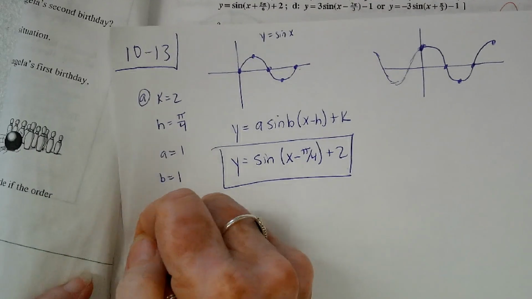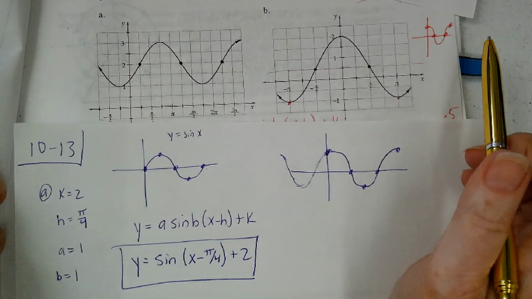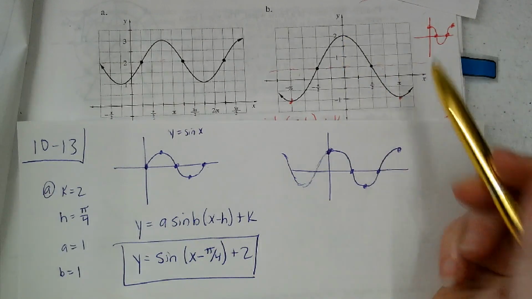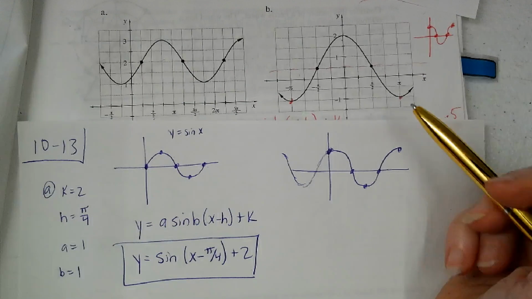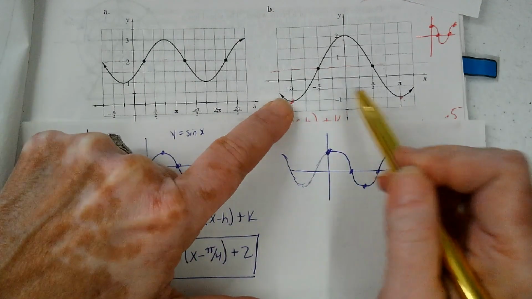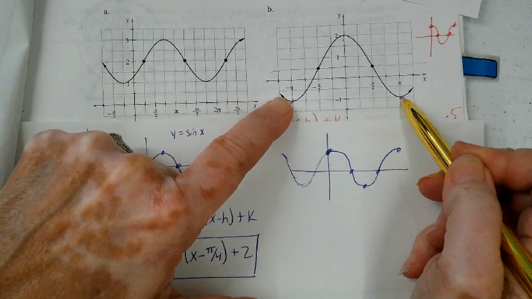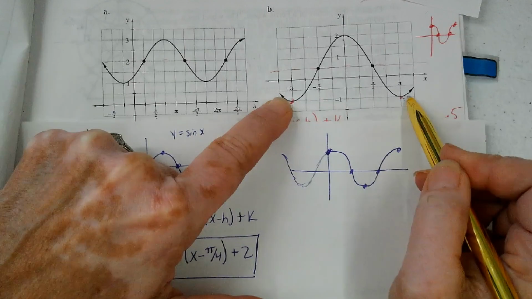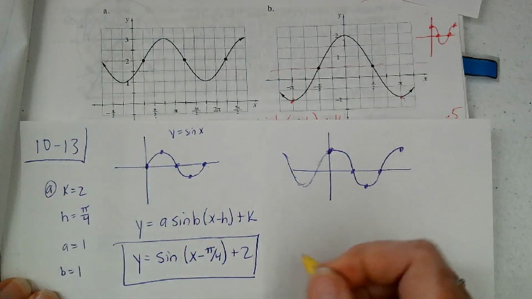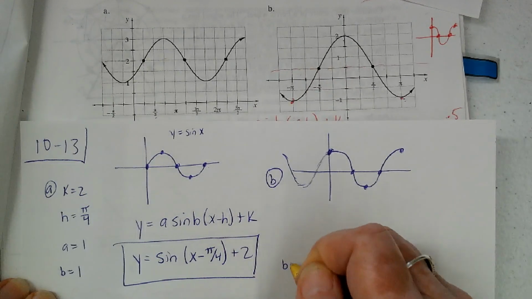Okay, so now we're going to do letter B. Letter B is this graph. On this graph, I already said I was going to use cosine. I want to check the period, like see how this point and this point span from negative pi to positive pi. That tells me that the whole period is 2 pi. So I know that B is going to equal 1.